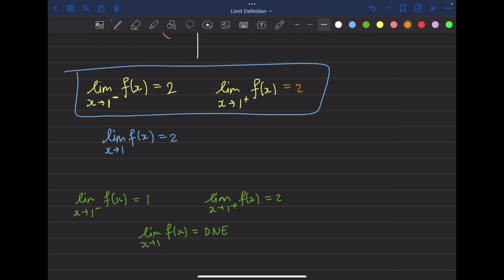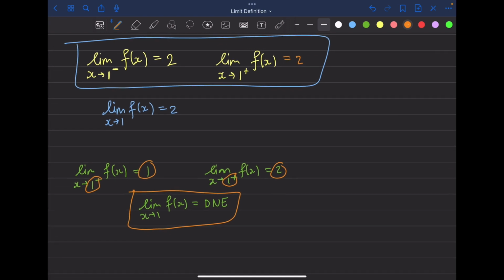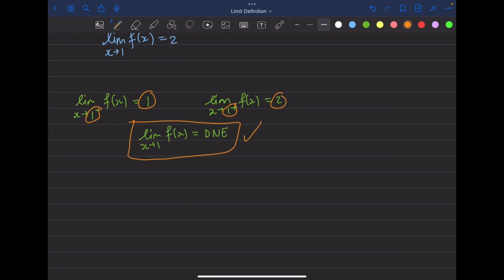Once again, this is because the limit from the left is 1 and the limit from the right is 2. They're not the same. They don't approach the same point on the graph. That means the limit as you go to that point does not exist. You don't have a limit and it's invalid. So that's one way of being invalid. Another way is getting infinity.